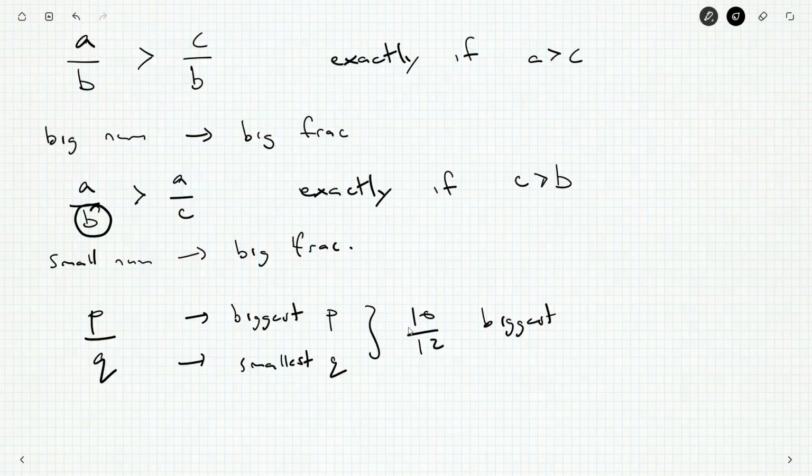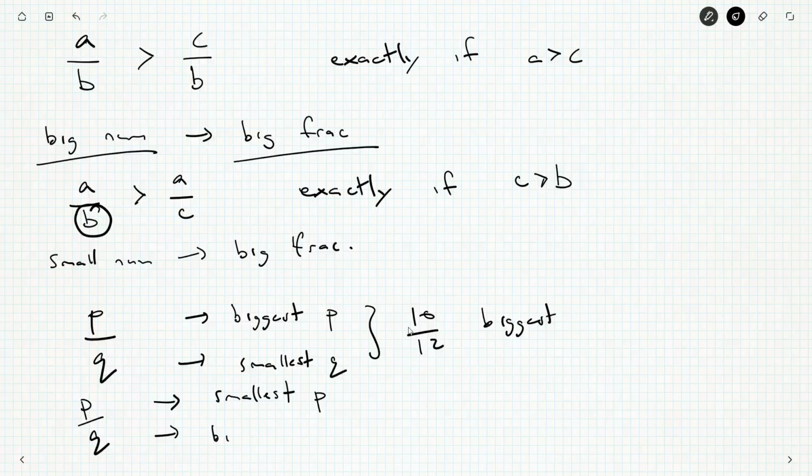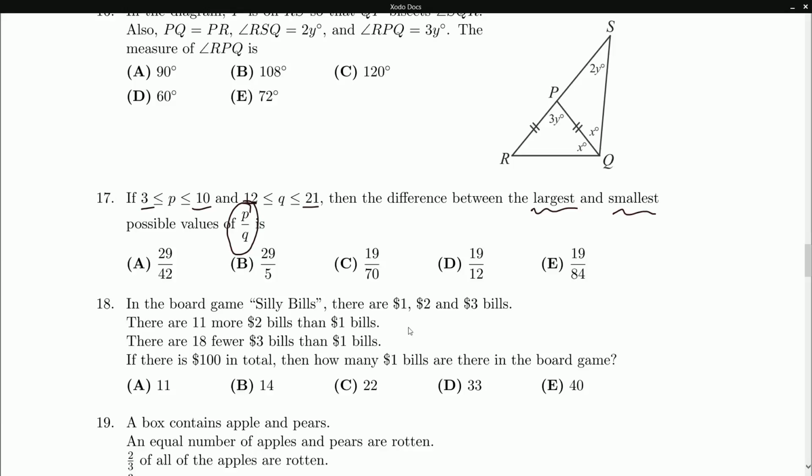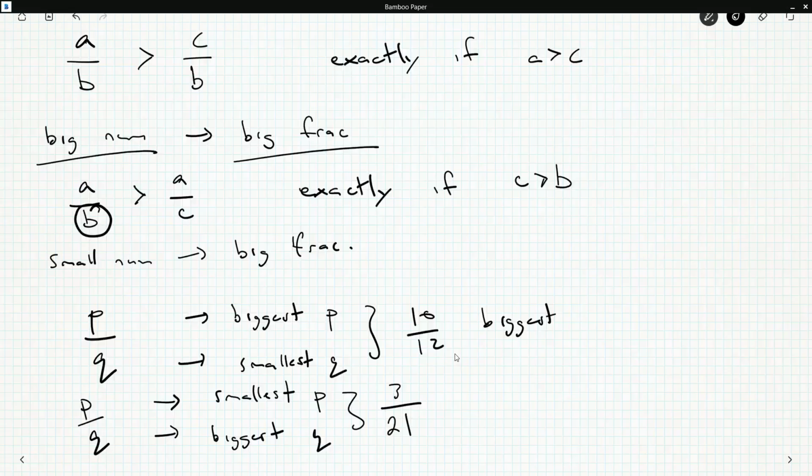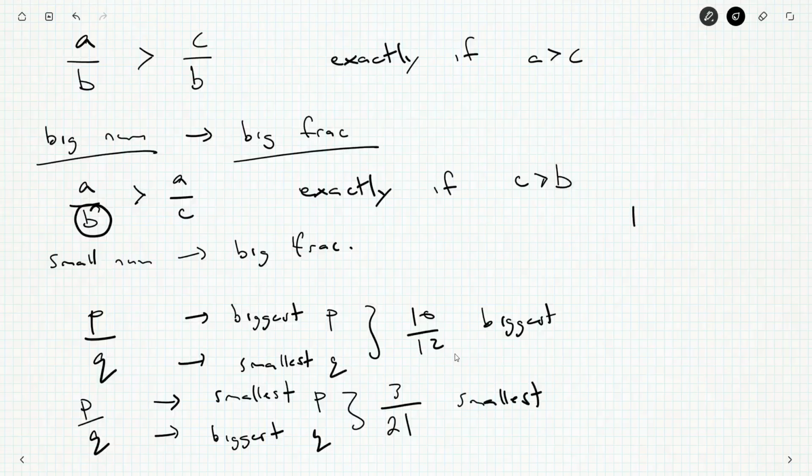But if you want to go the other way and get the smallest fraction, just reverse this process. A big numerator gives a big fraction, while a small numerator gives a small fraction. And a big denominator, because we're dividing into more pieces, each piece, all things being equal, will be smaller. So we'll use the biggest q value. That'll be 3 over 21, yes, 3 and 21. There we go. And so that's our smallest fraction, and we just want the difference.